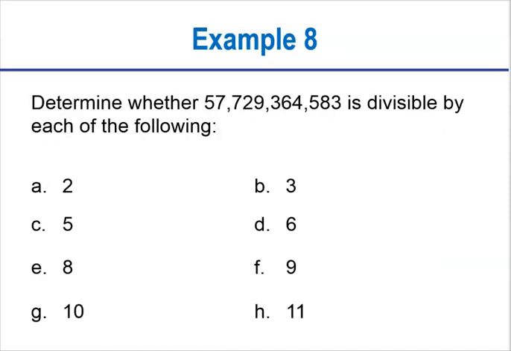All right, I got a ginormous number for you. If we were to read that number, remember at the very end, the 583, that's like the ones, tens, hundreds place. The next group is the thousands group. And then we have the millions group, and then the billions. So this number is 57,729,364,583. That is that number, okay?